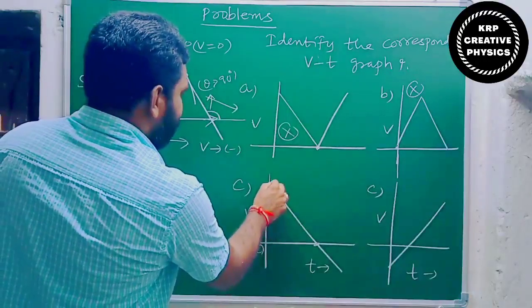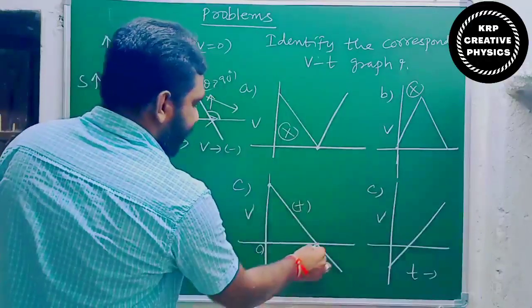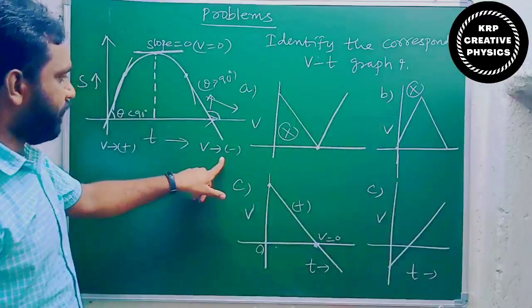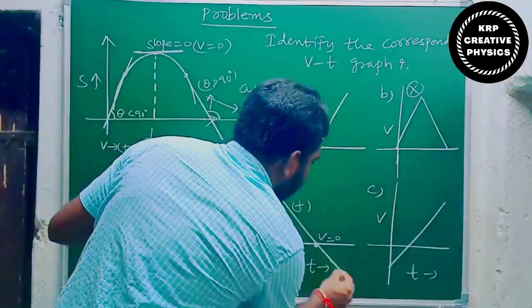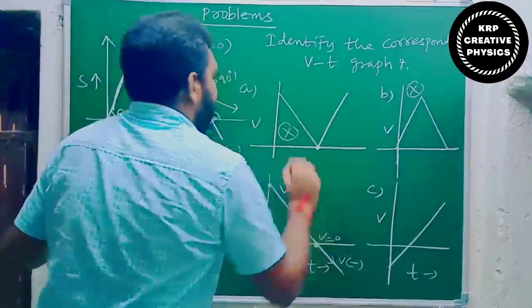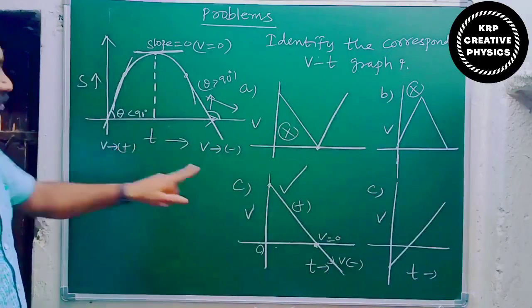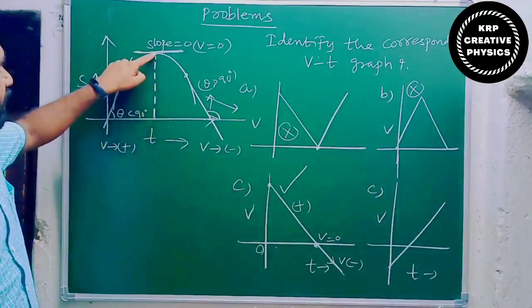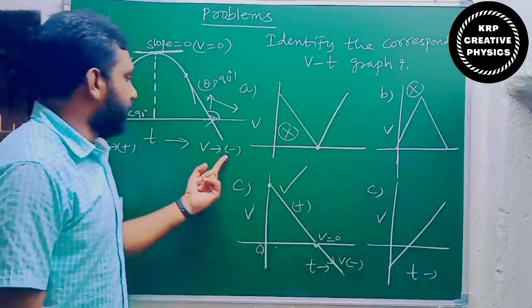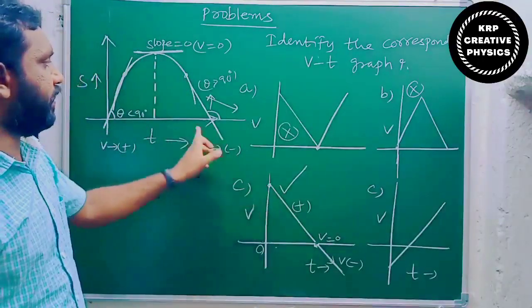Next we will consider this graph. Here first velocity is positive, right? Next at the middle velocity is 0, and next velocity has to become negative. Exactly, velocity goes to the negative axis. So this is the corresponding graph. Very simple. Understood, all of you? First velocity should be positive, at the middle velocity is 0, and next it should become negative. Positive, 0, negative. This is the corresponding diagram.